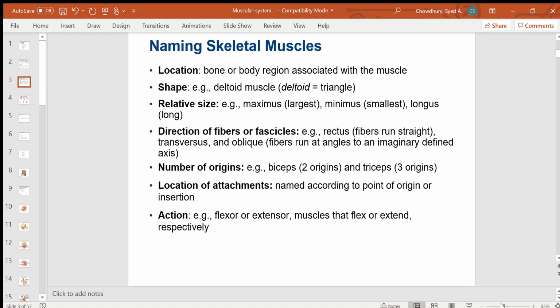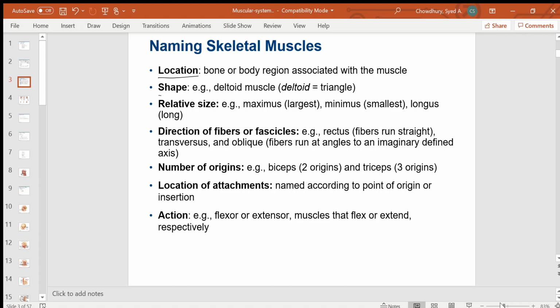Then another example, tibialis anterior is a muscle. Why is it called tibialis anterior? Because of its location. It is located in front of, or anterior to, the tibia. So some muscles are named by the location.